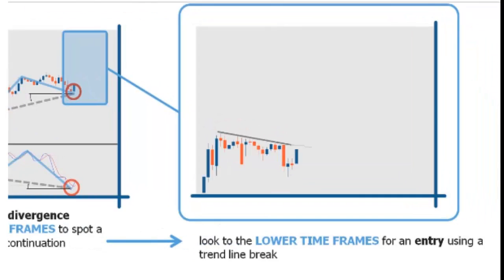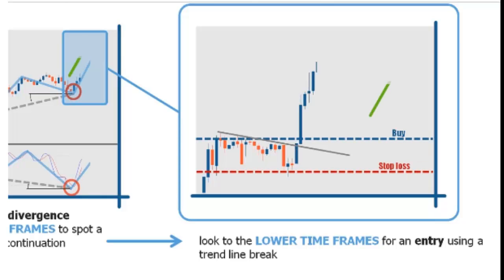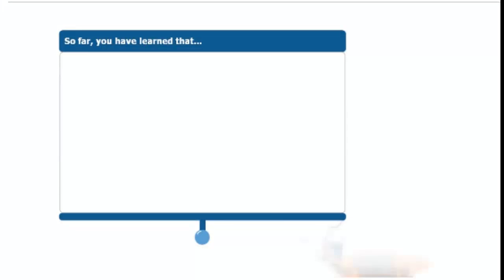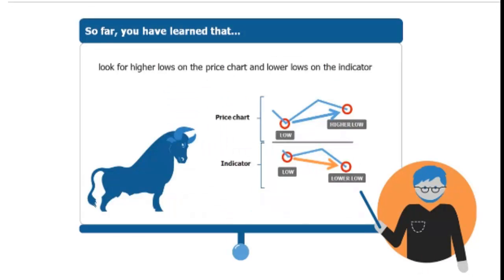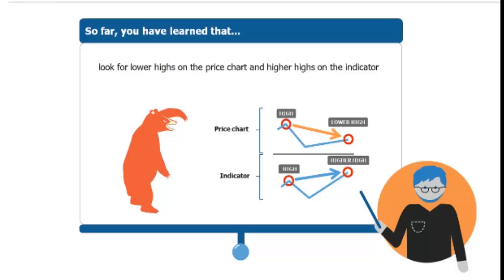So far, you have learned that hidden divergence helps to determine the continuation of the current market direction ahead of time, and it can be a powerful tool to enter into a trending market. There are two ways to find hidden divergence, either by looking for higher lows on the price chart and lower lows on the indicator, or by looking for lower highs on the price chart and higher highs on the indicator. On a higher time frame, it may take longer for the trend continuation to happen. However, the higher the time frame, the more reliable the signal is. To find entries, divergence can be combined with multiple time frame analysis.